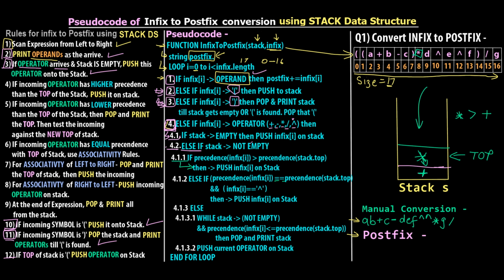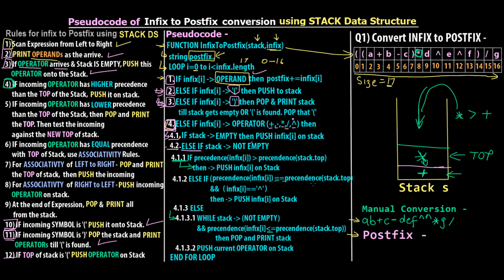So this is basically rule number 4, which says if the incoming operator, that is infix of I, has higher precedence than the top of the stack, earlier the top of the stack was plus, so if the star operator has higher precedence than the plus, in that case we have to push this star onto the stack, right? So this is 4.1.1, which corresponds to rule number 4. Now in the case where the precedence of infix of I is less than or equal to the precedence of the top of the stack, we have 4.2.3.1.